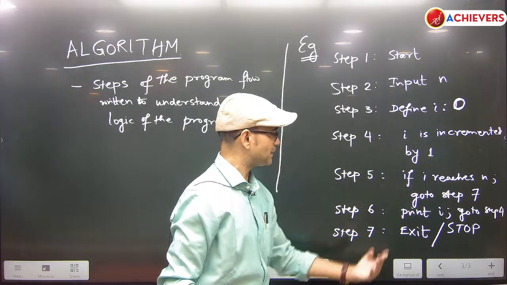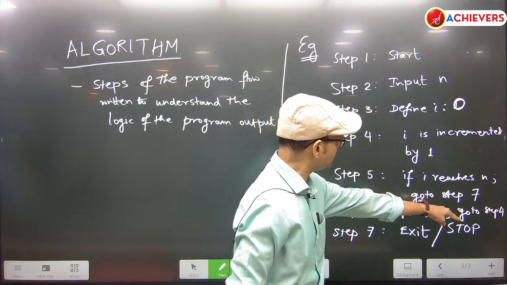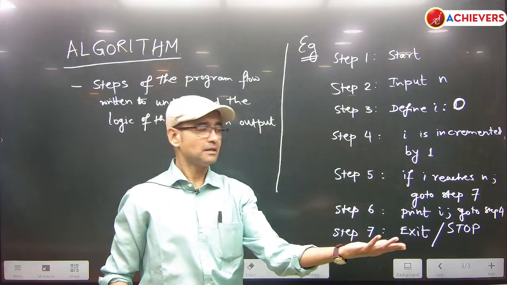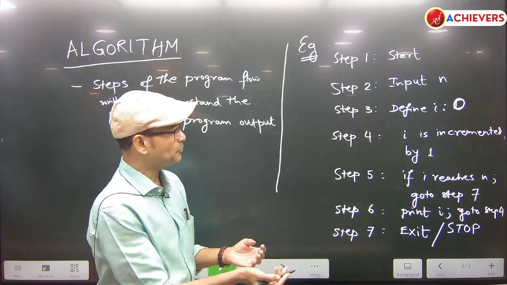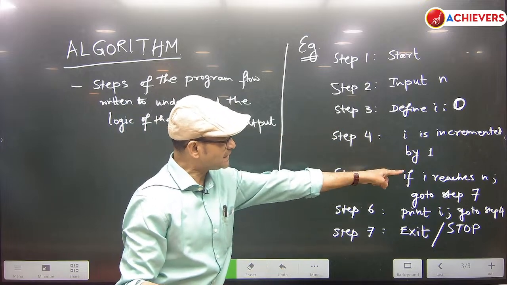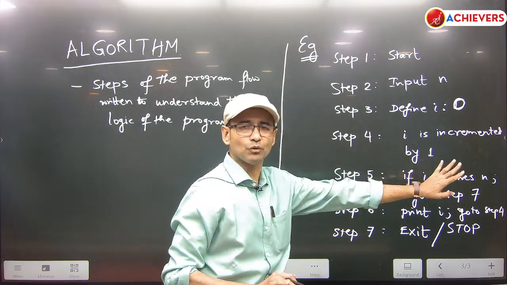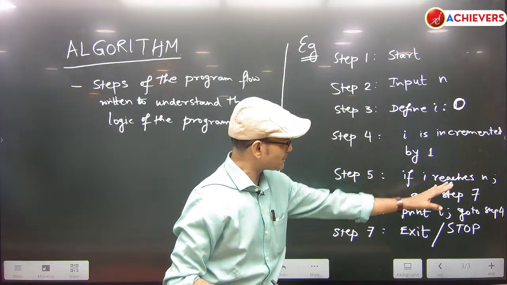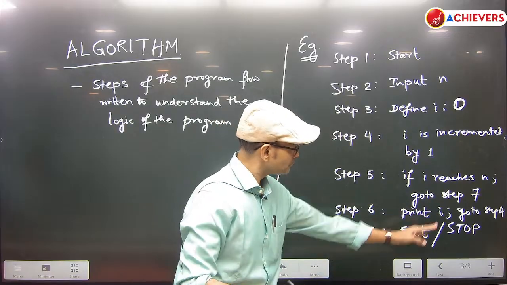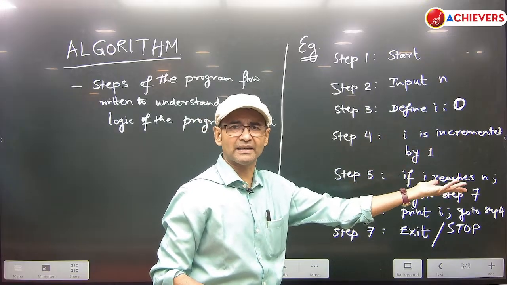Step 6 is print I. Alright. So after printing I, we will be again moving to step 4. I will be incremented again by 1. So we print I, 1 is printed, we move to step 4, I is incremented by 1, I becomes 2. Does 2 reach n? For example n is 5. So is 2 equal to 5? No. That means we will not go to step 7, we will move to step 6, again we print I, that is we print 2. We go to step 4 again, I is incremented by 1, I becomes 3. Is 3 equal to 5?